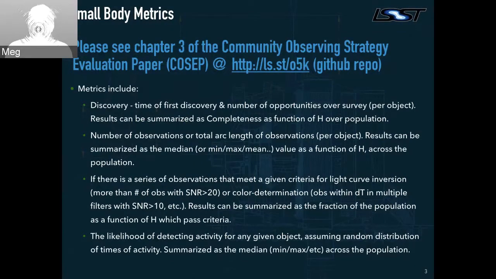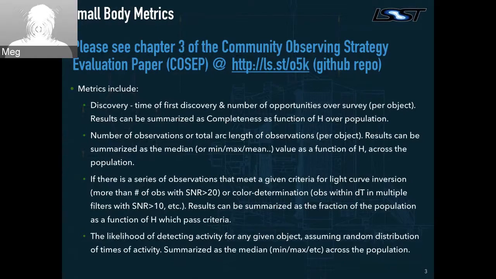So for an individual object, you'd ask, what's the time of discovery? How many opportunities did I have for discovery? And then you would summarize that across the population as the completeness across the population, maybe as a function of age, and so on. Then we have some very simple things like the number of observations or the total arc length of observations.